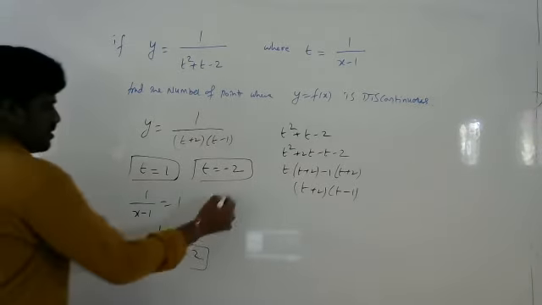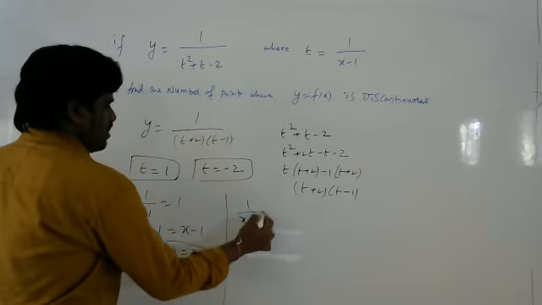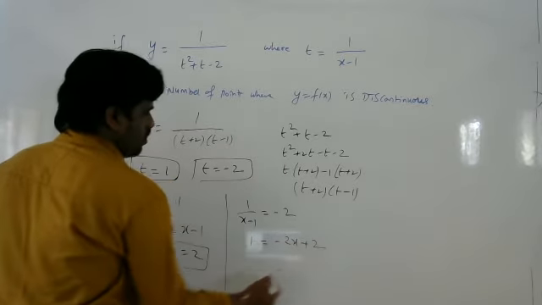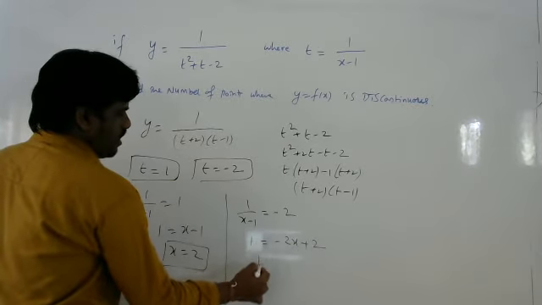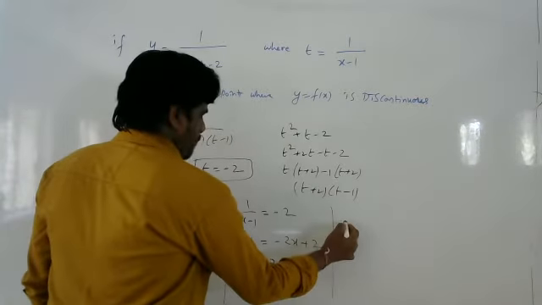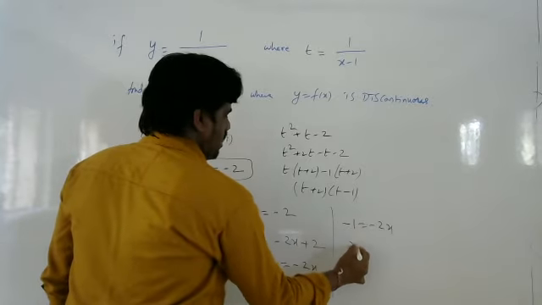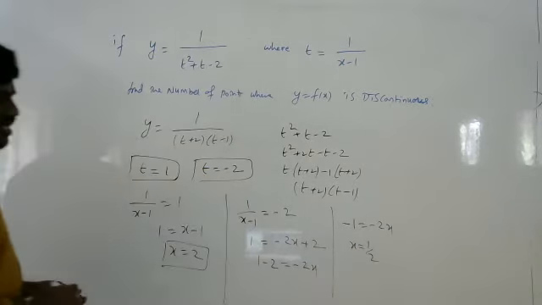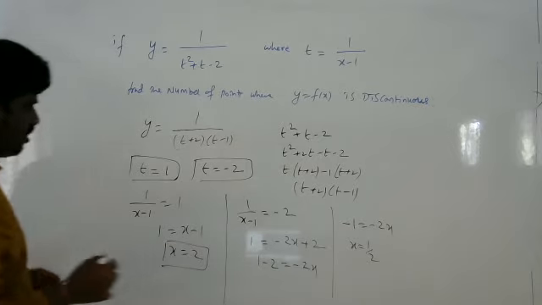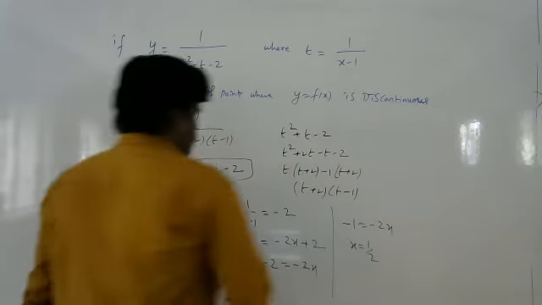Now again, 1 by x minus 1 is equal to minus 2. So 1 is equal to minus 2x plus 2. So 1 minus 2 is equal to minus 2x. Minus 1 is equal to minus 2x, x is equal to half. These are the points. Now tell me where this function is discontinuous. Which points is it discontinuous at?